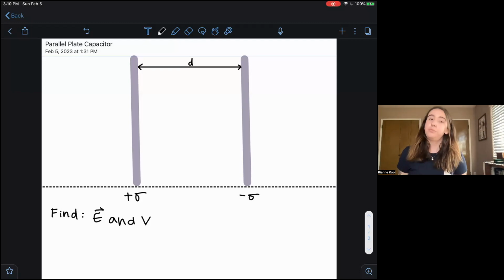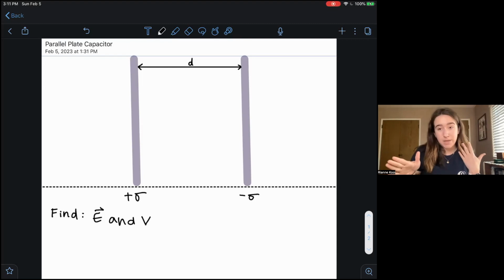Today we're going to deal with two parallel infinite sheets, which is also a sneak peek into capacitors. So that's what capacitors are. It's just two sheets or plates of charge with a distance d between them, and we're going to be going over that soon.